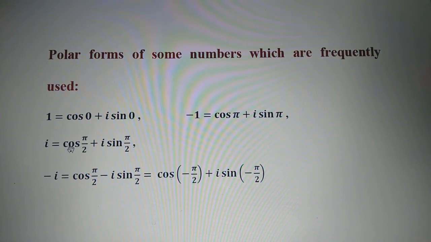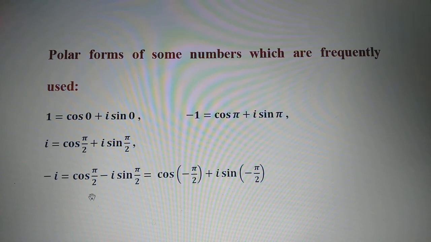Then next, cos pi by 2 is 0, and sin pi by 2 is 1. So 0 plus i into 1, that is i. Next is cos pi by 2, that is 0, minus i into sin pi by 2. Sin pi by 2 is 1. So minus i into 1, that is minus i.